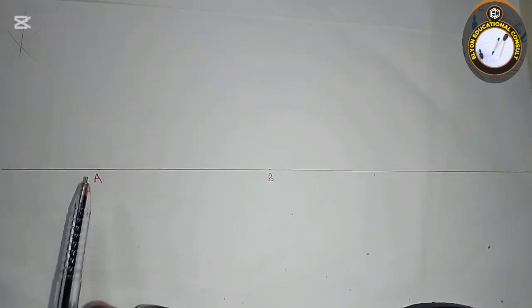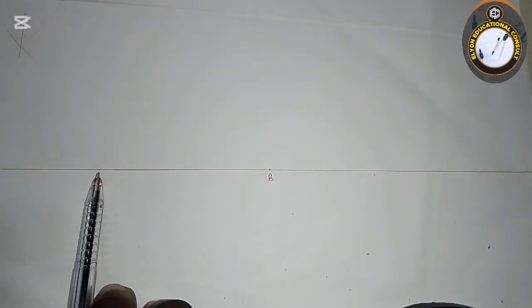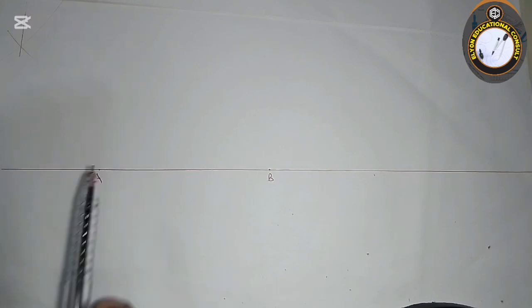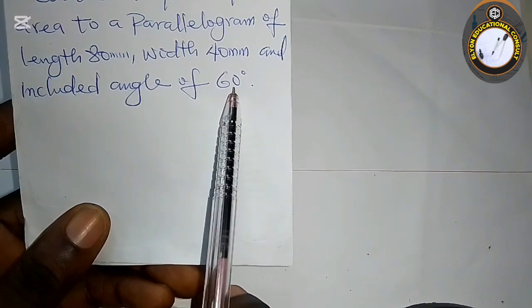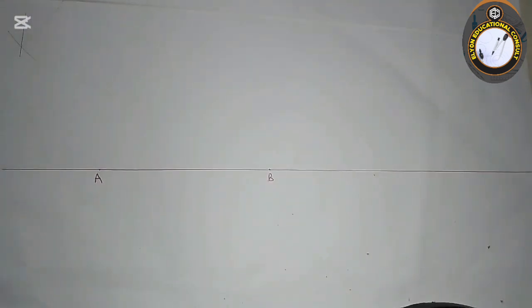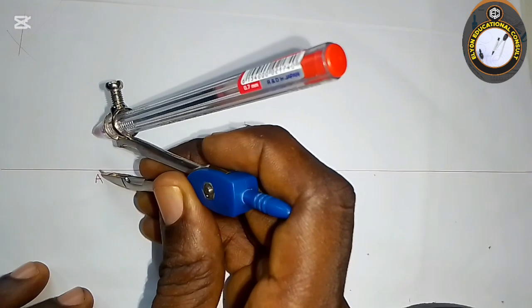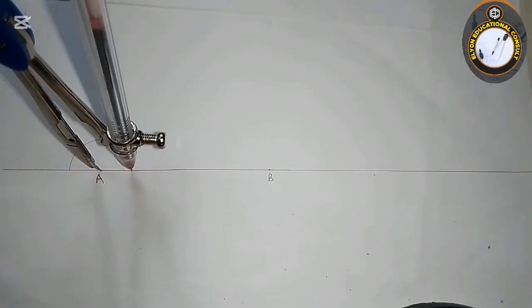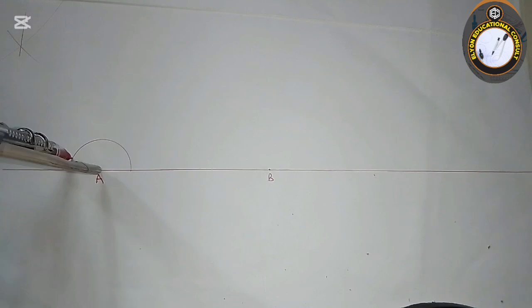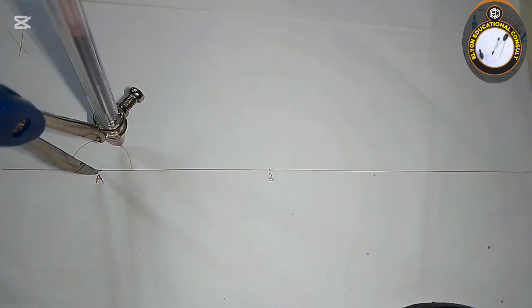On this point, I'm going to be constructing angle 60 degrees because we are told that the included angle is 60 degrees. So I will quickly do that now. Talking about construction of angles, you can also see that on my playlist Early On Educational Consult. I've done construction of various angles, so you can take a look at that as well.